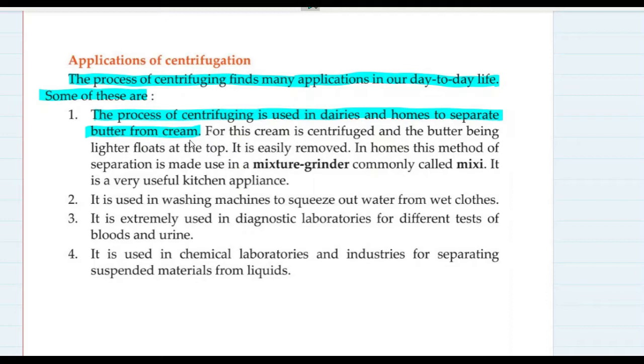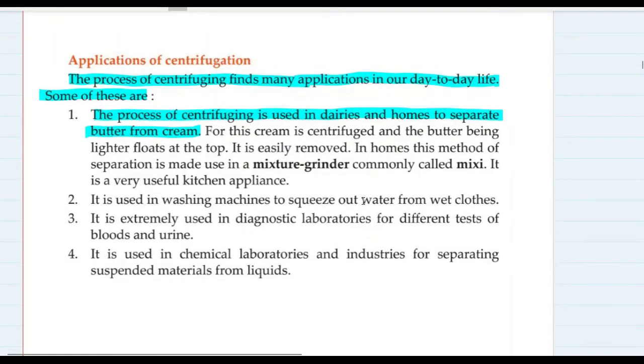For this process, we don't use a centrifugation machine. We use the normal mixer grinder available in your kitchen. It's a very useful kitchen appliance. It is also used to chop and cut things, but it is also used for the centrifugation process, and for converting cream into butter and ghee eventually.